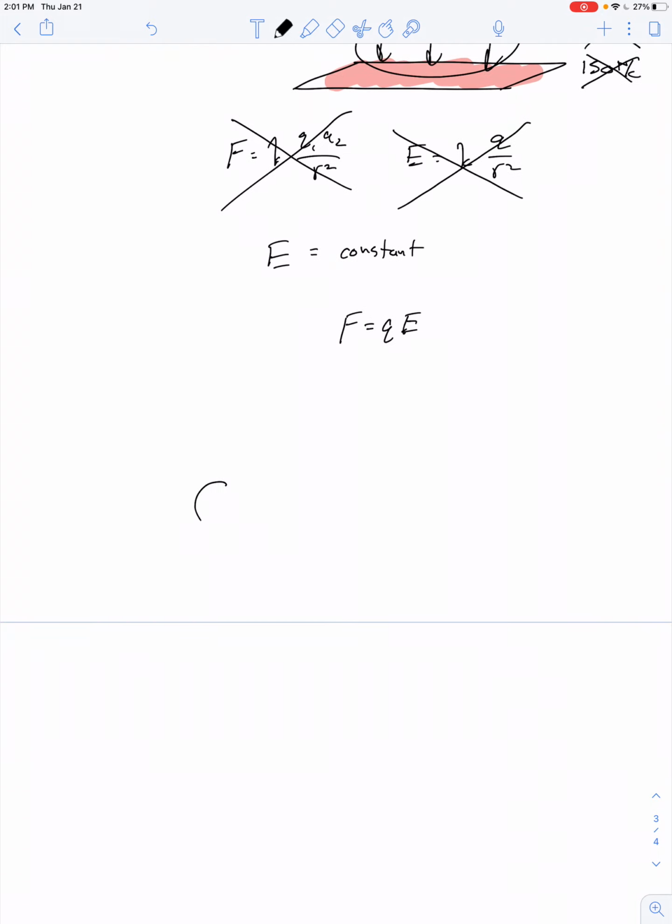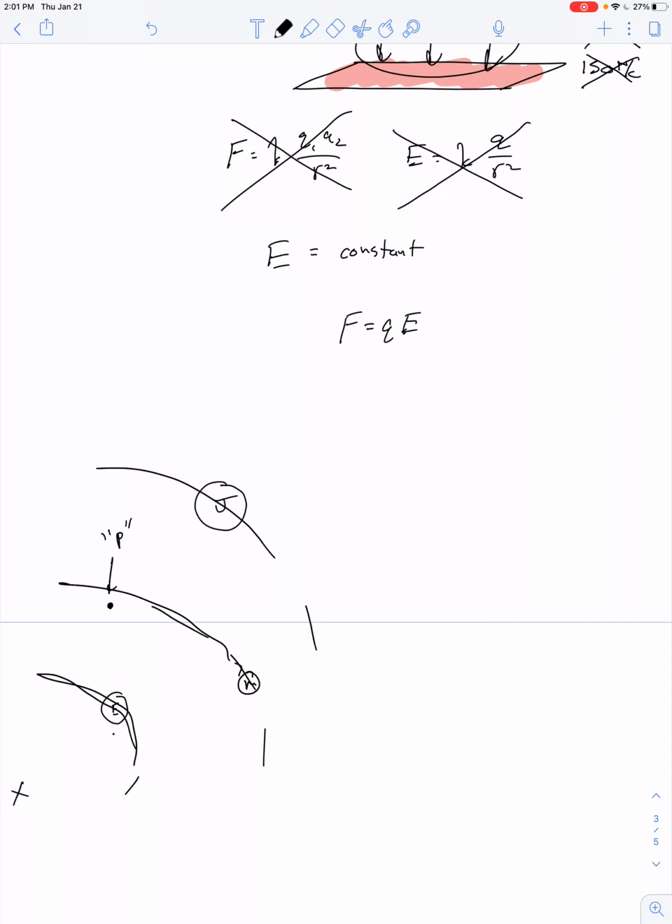If we had Jupiter and the Earth and Mars, and at some moment in time they're all aligned like this, right? They're all orbiting in nearly circular paths. The sun is somewhere over here. And there's a spacecraft right at this point P. We have to find the net gravitational force acting on that satellite.